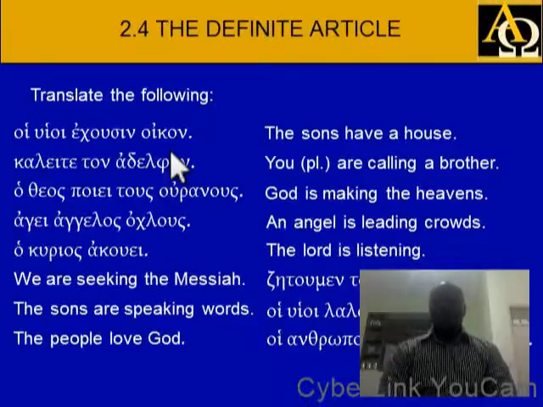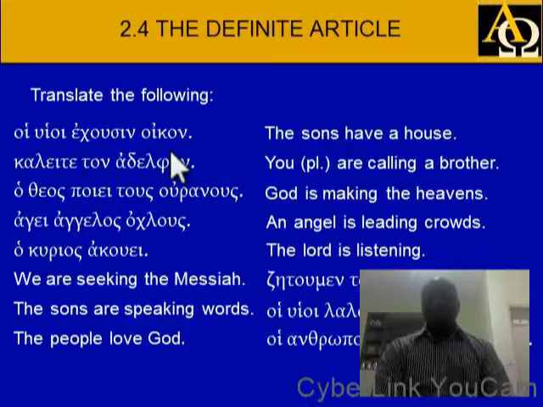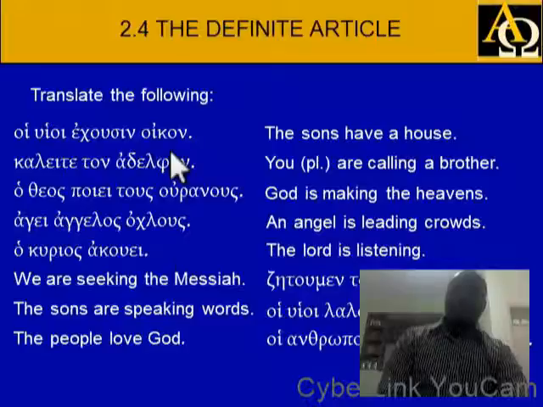I'll just do one and you can do the rest. Hoi huioi echousin oikon. The sons have a house. So huioi is plural. Hoi is plural. Echousin is plural. So again, nominative nouns agree with their verb in number. That's quite correct there. Okay, you can have fun with the rest of the translations.